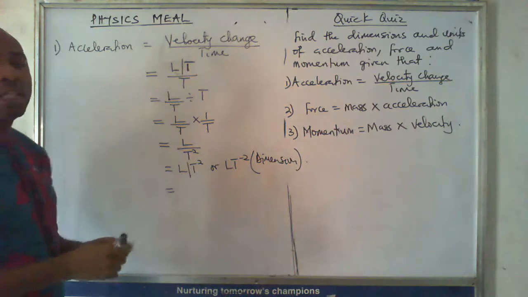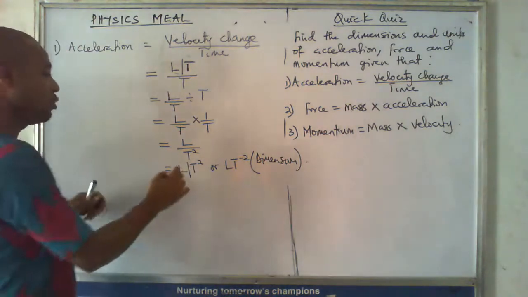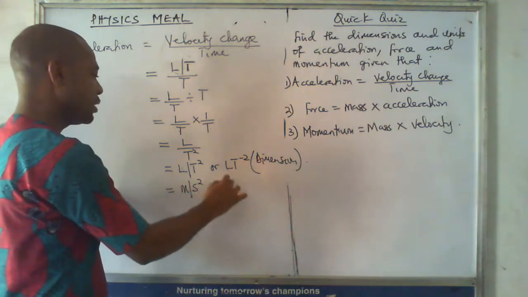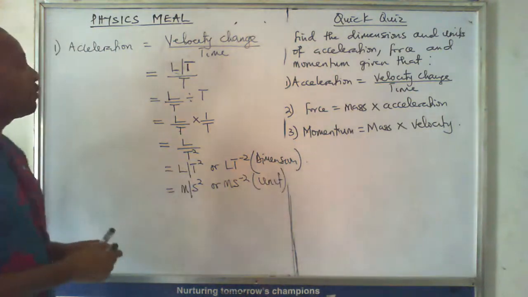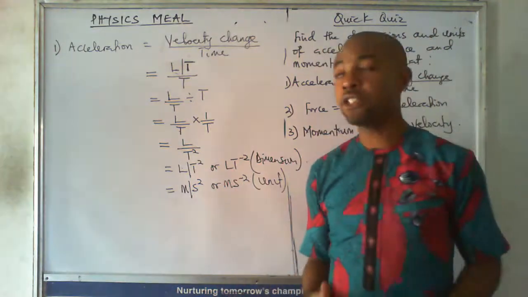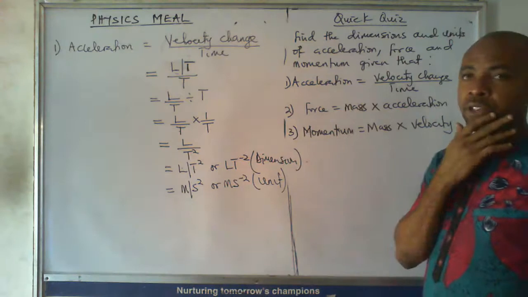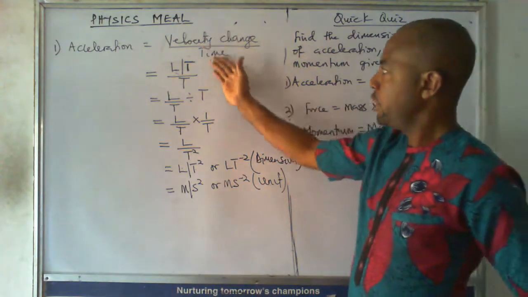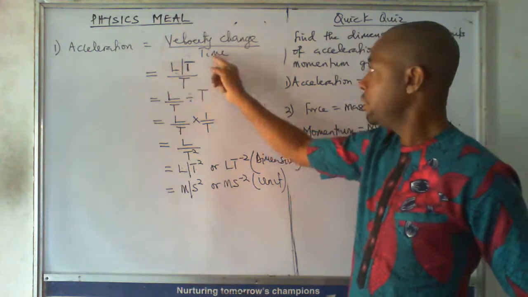Then the unit is obtained by replacing these dimensions with the appropriate unit. So length is measured in meters and time in seconds, so the unit is meter per second squared. So this is the unit of what? Of acceleration. That's how we obtain the dimension and units of a derived quantity, and this one is for acceleration. So go through it again. We have velocity change over time, then velocity is length per time, that's the dimension, all upon time.